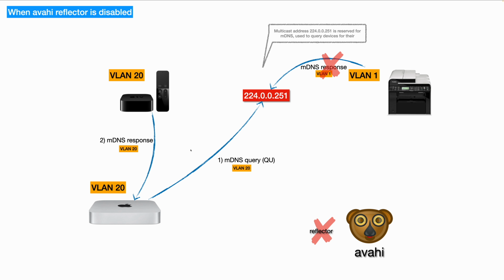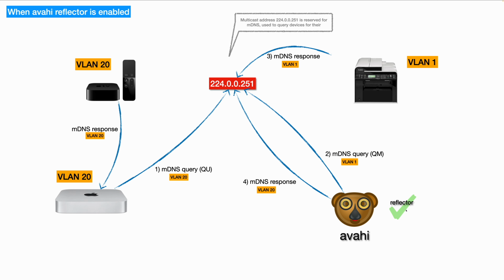If we have the exact same devices, exact same VLAN configurations, but only on the Avahi side, we enable the reflector. Let's see what will be different. The Apple TV part will still respond back. There won't be a change in the same VLAN, VLAN 20, but the change is in the VLAN 1 part. The Mac computer first sends out the same QU mDNS query, expecting to receive a unicast answer, sent to this special multicast IP address. Because we have the reflector enabled, the Avahi daemon receives this query, and then the Avahi service will send out the exact same query, but in VLAN 1 instead of VLAN 20.